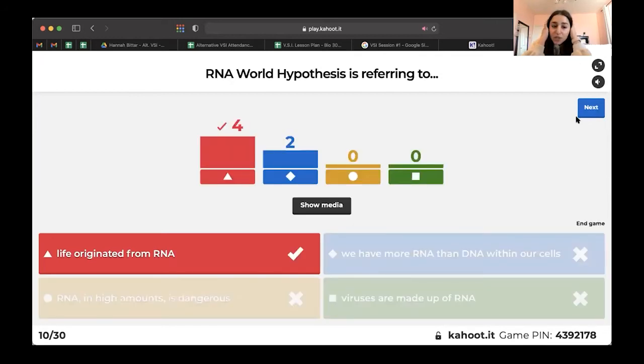Okay, I'm glad that most of us got this right. So the RNA world hypothesis is really easy to remember because RNA is in the word. It's basically saying that life originated from RNA. And it's not a fact, it's just a hypothesis.